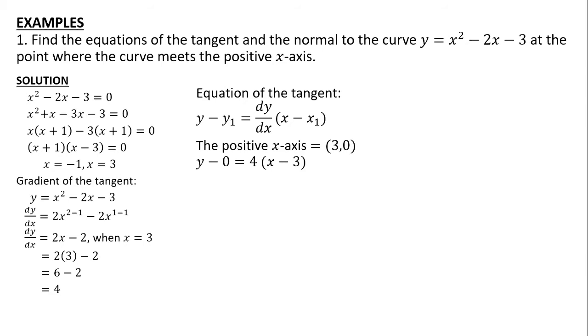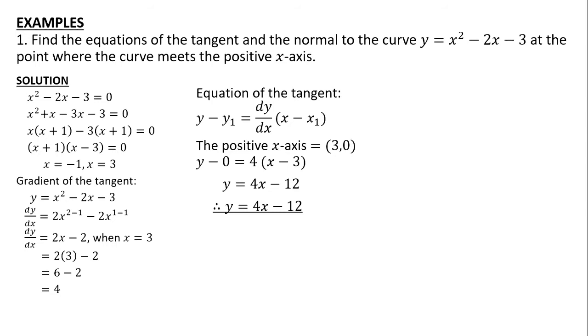4 times x will give us a 4x. 4 times -3 will give us a -12. Therefore, the equation of the tangent was y equal to 4x minus 12.